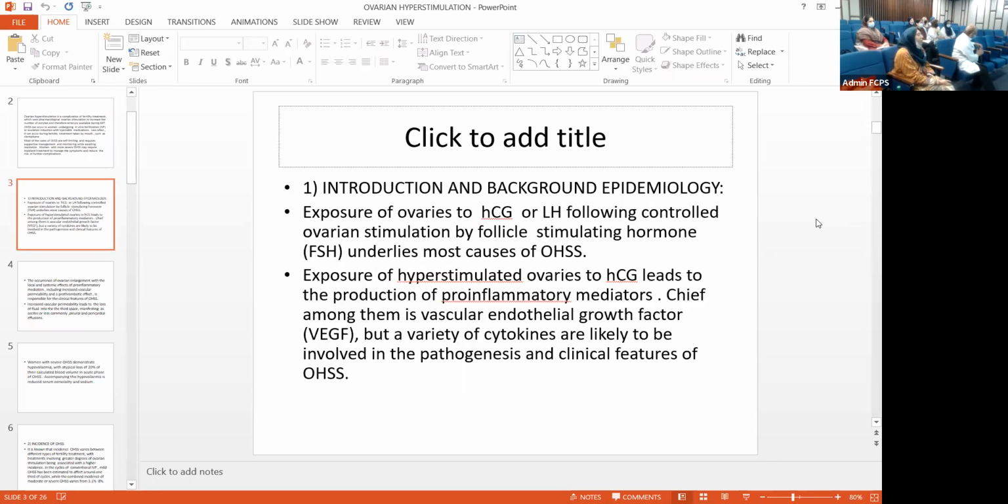Introduction and background epidemiology. Exposure of ovaries to human chorionic gonadotropin or luteinizing hormone following controlled ovarian stimulation by follicle stimulating hormone, FSH, underlies most of the causes of OHSS. Exposure of the hyperstimulated ovaries to human chorionic gonadotropin leads to the production of pro-inflammatory mediators. Chief among them is vascular endothelial growth factor, VEGF. But a variety of cytokines are also likely to be involved in the pathogenesis and the clinical features of OHSS.